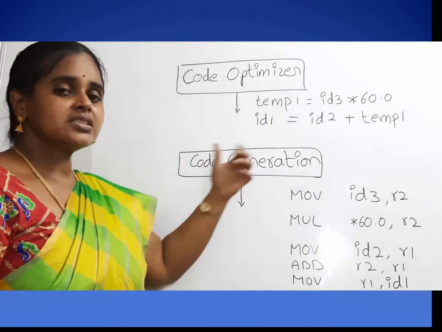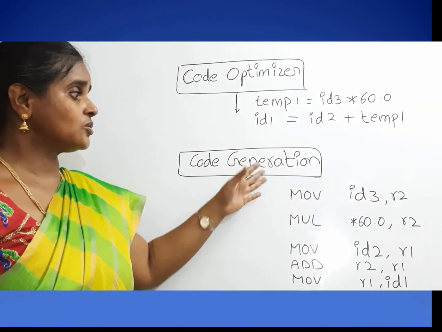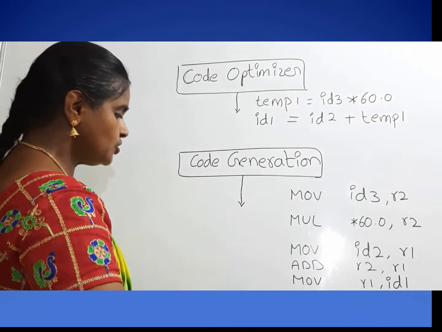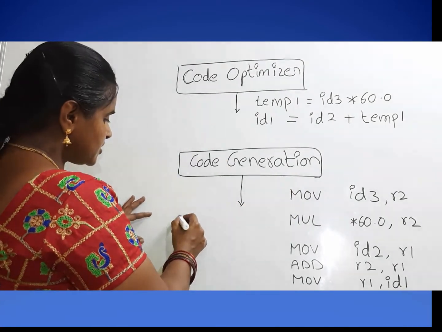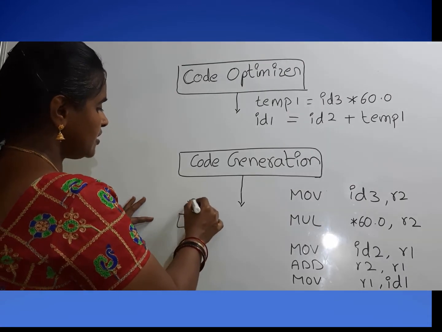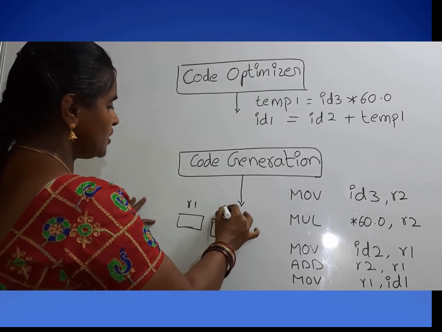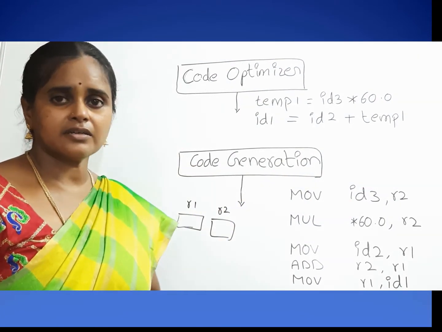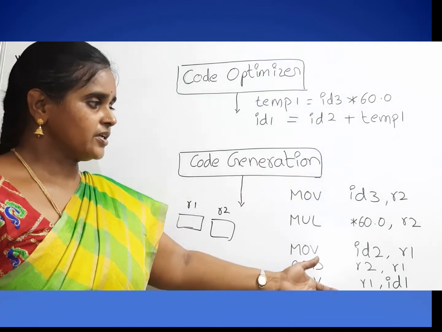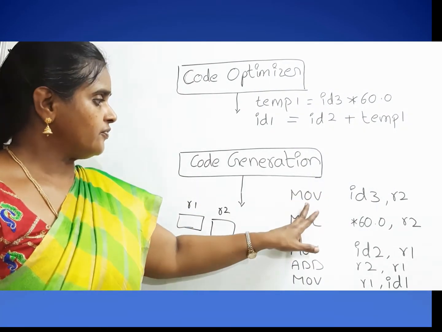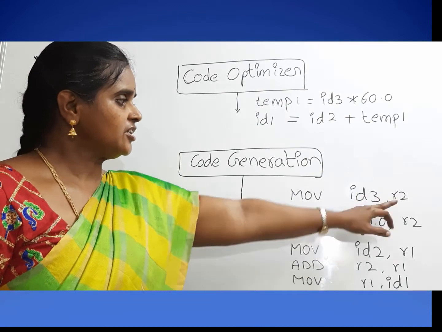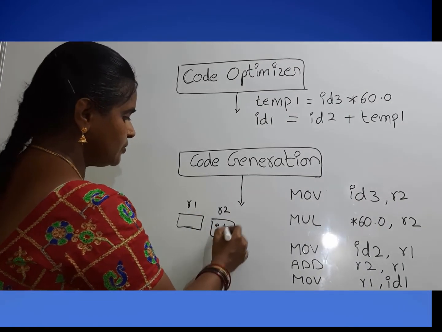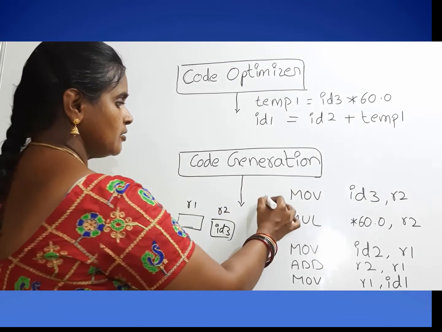Let us consider code generation. Here it generates the code further. For this, it has to use some registers: R1, R2, like this, many more, totally 16 registers. That depends on the computer architecture, right? For our operation, 2 registers are enough. First, it moves the ID3 value into one register. So that is a move.